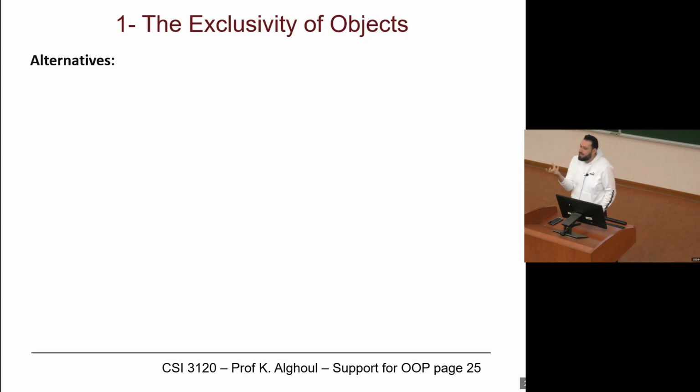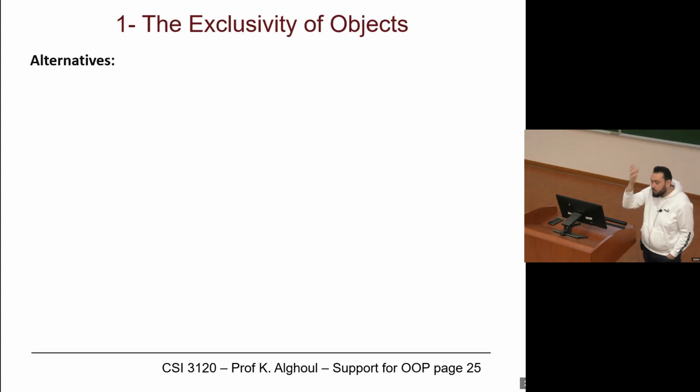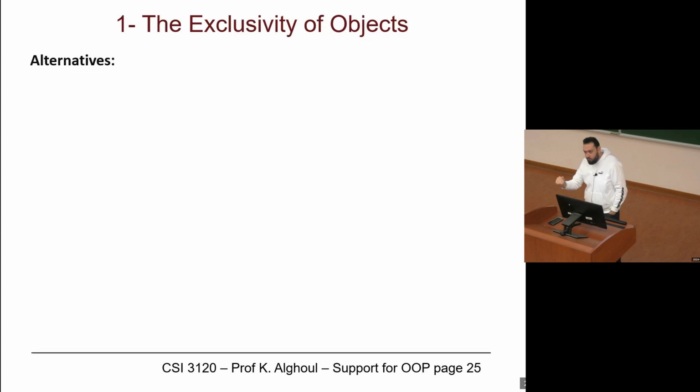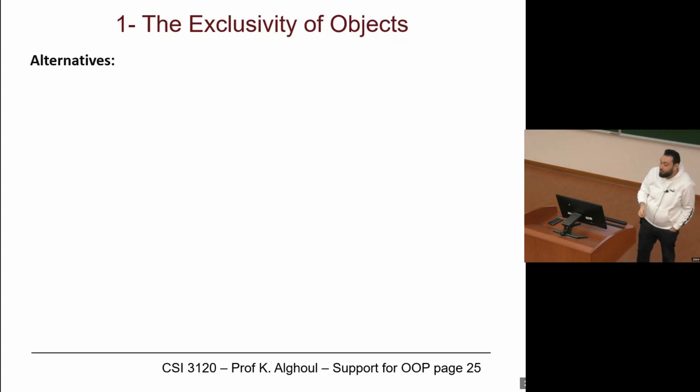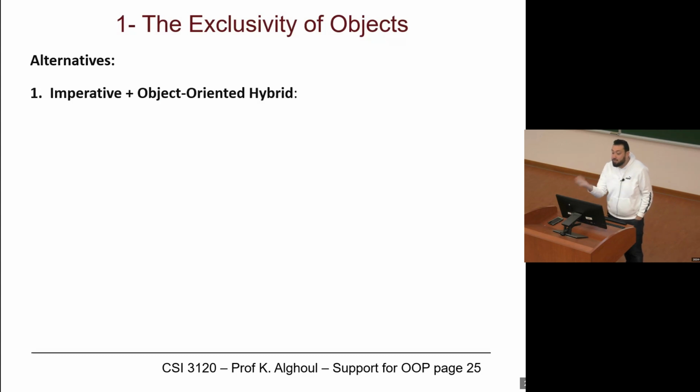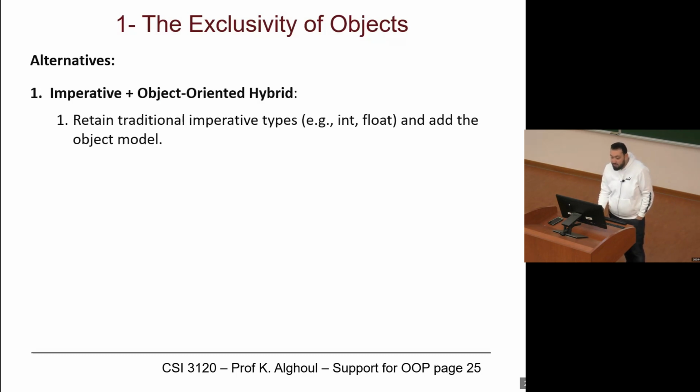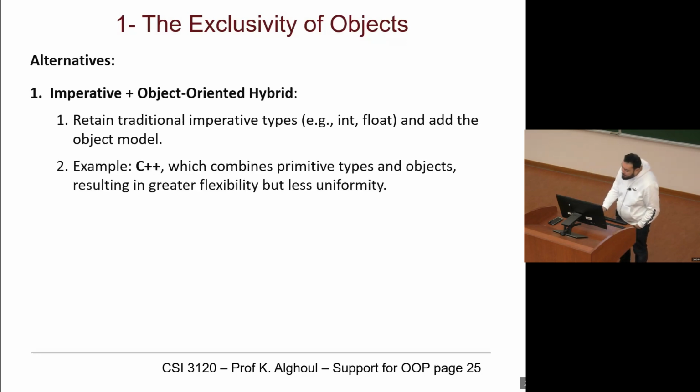Now, what would be an alternative to this? Because I found that there is a disadvantage. That's when C++ jumped in. They looked at Smalltalk and saw this issue, especially since C++ comes from C, which is super fast and close to the hardware. So they have this background, and they will not tolerate this issue. That's where the imperative plus object-oriented hybrid comes in, like C++. It retains traditional imperative types like int and float, and adds the object model. C++ combines primitive types and objects, resulting in greater flexibility but less uniformity.